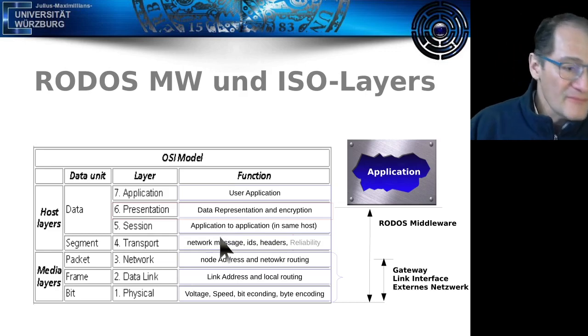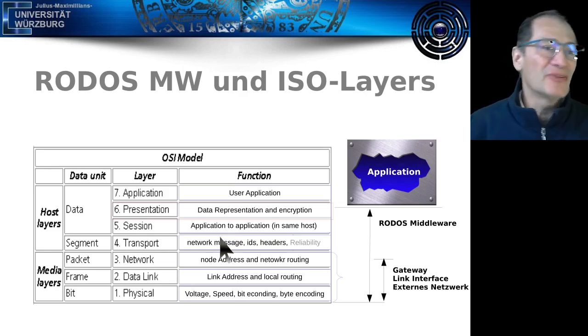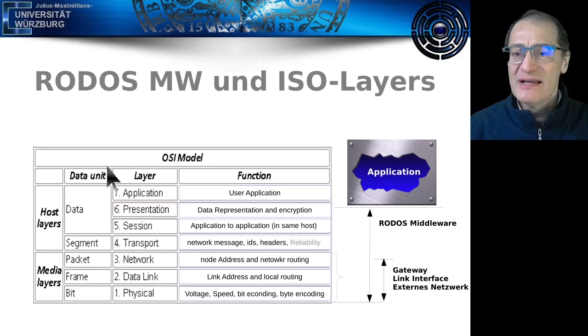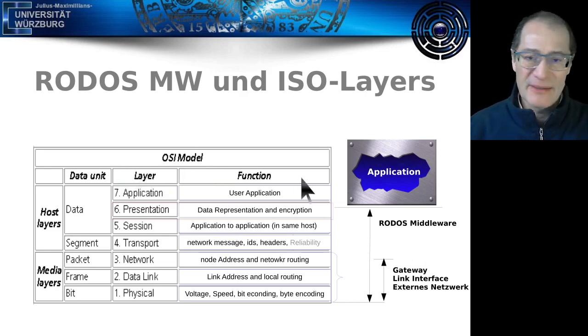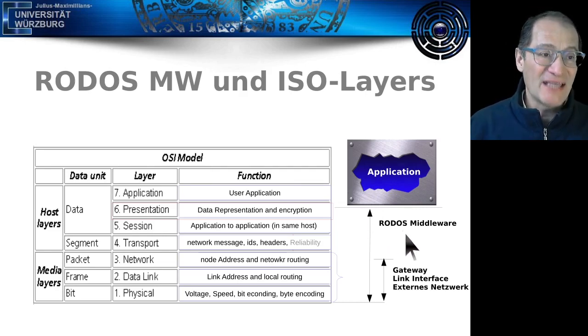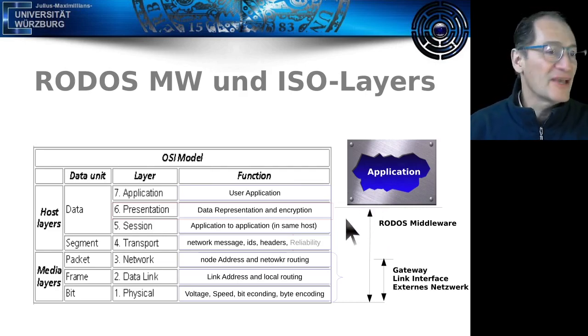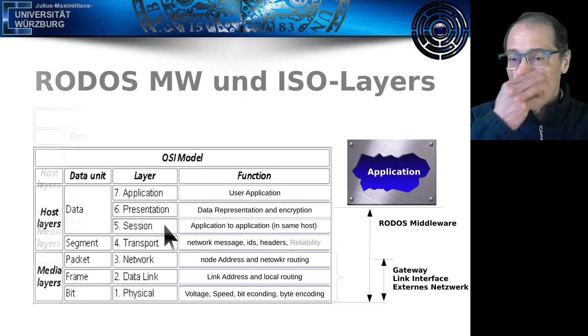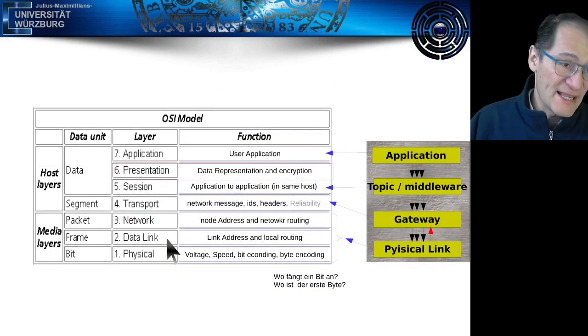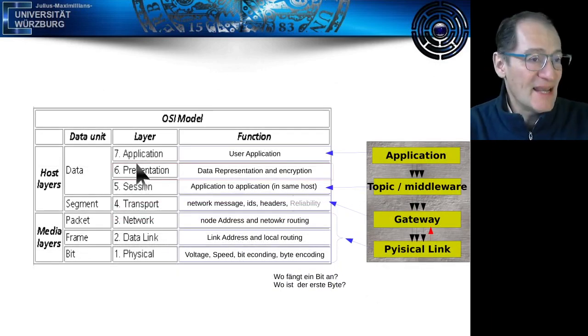Okay. And to conclude, I would like to make a comparison of these publish-subscribe middlewares and the OSI communication layer. As I said before, ROS is only a special case of this. This classification is almost exactly the same for all these publish-subscribe middlewares. Okay, the OSI communication model has 7 layers.